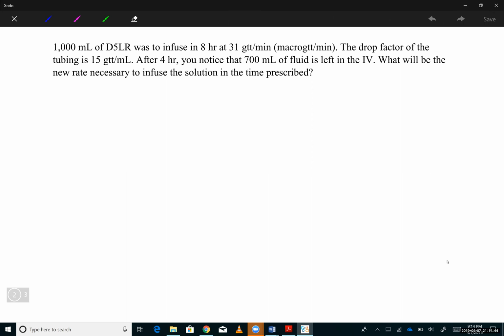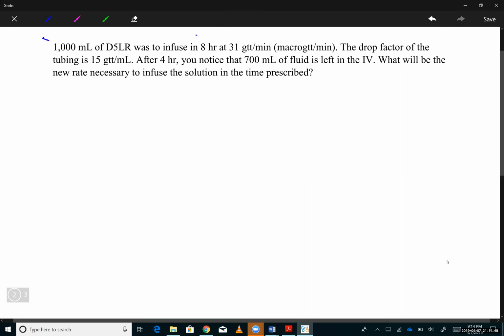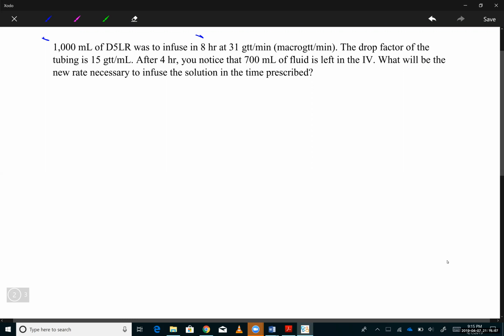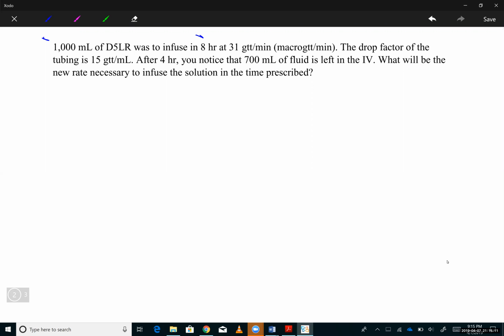And that raises a red flag immediately, because if we're supposed to give 1,000 mLs in 8 hours, after half the time has gone by, we would expect to only have half the fluid left. So we know it wasn't infusing at the correct rate, and we need to recalculate a new rate to get that same amount of fluid in a shorter period of time. So what will be the new rate necessary to infuse the solution in the time prescribed?